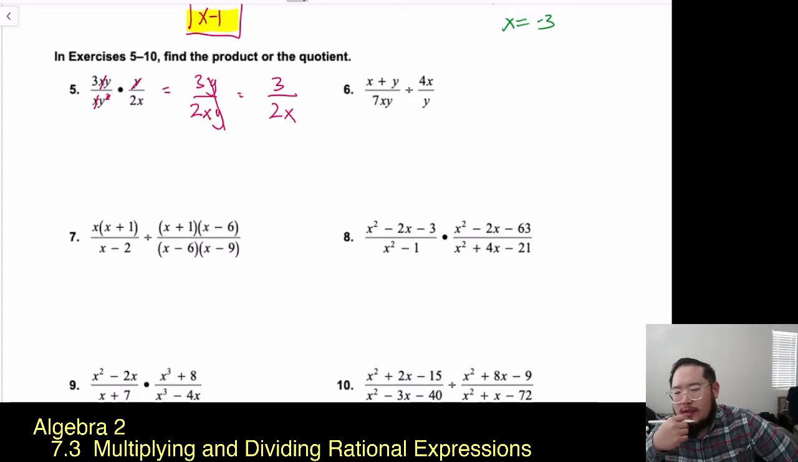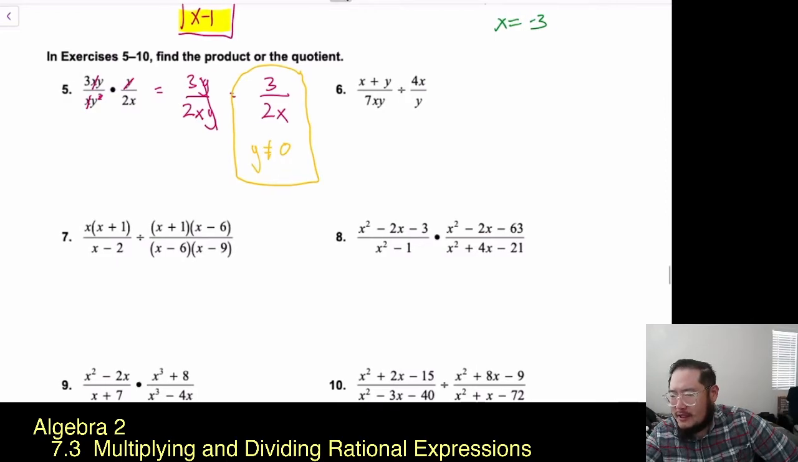Hopefully you see something. We have some restrictions. What is it? I'll give you a moment to think about it. And that is going to be y cannot equal 0. So make sure you have all of that down. Let's take a look next up at number 6.